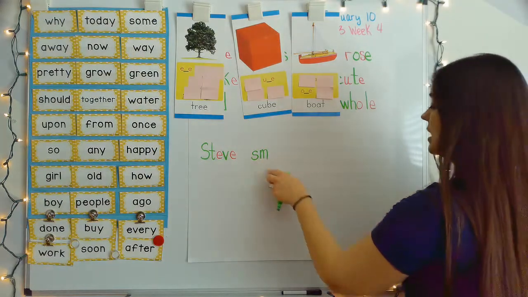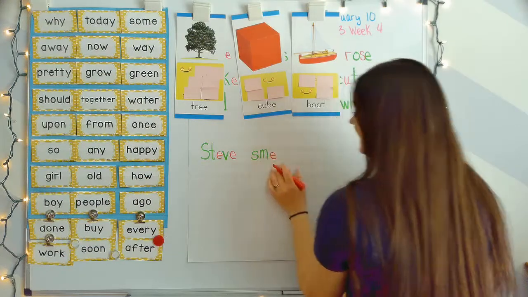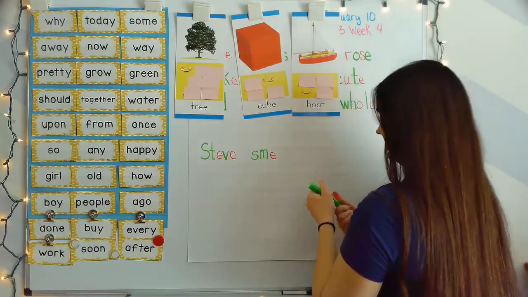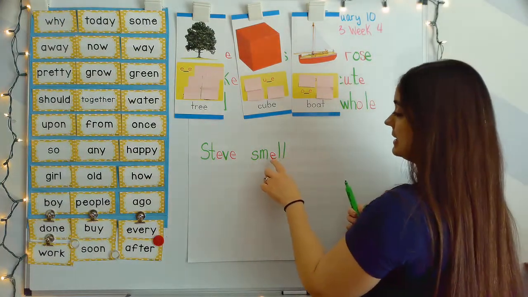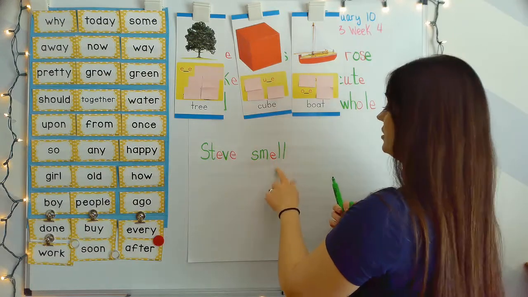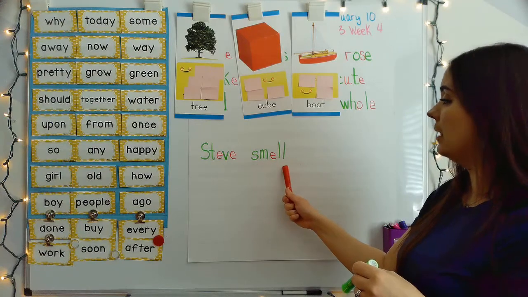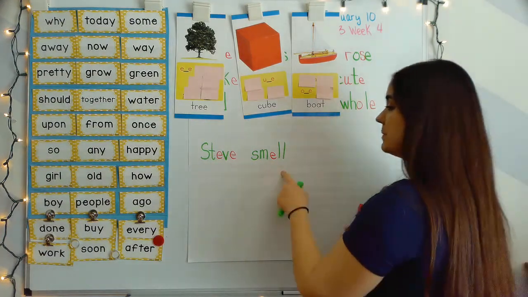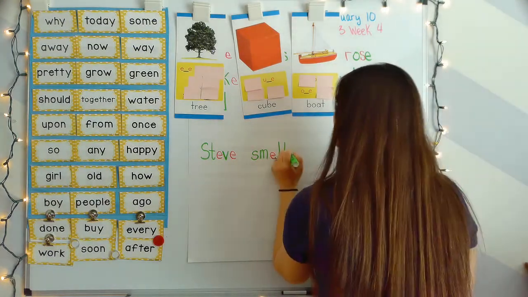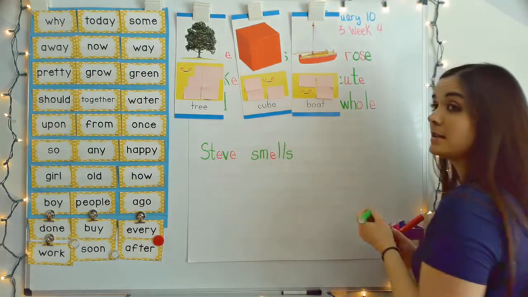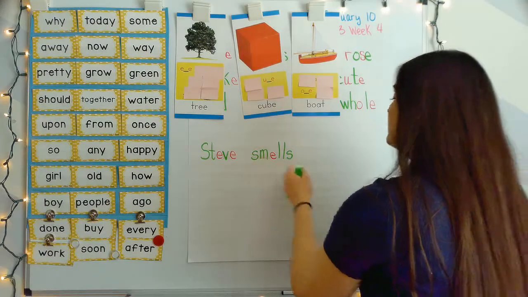S-M, sma, sma. E says eh, because it doesn't have its buddy E. So unless it's E blank E, it's just gonna say the eh sound, the short sound. Smell. Steve, smell? That doesn't quite sound right. I'm going to make this word smells. Steve smells. Steve smells. Okay, it looks like Steve is smelling something today as well. Steve smells.